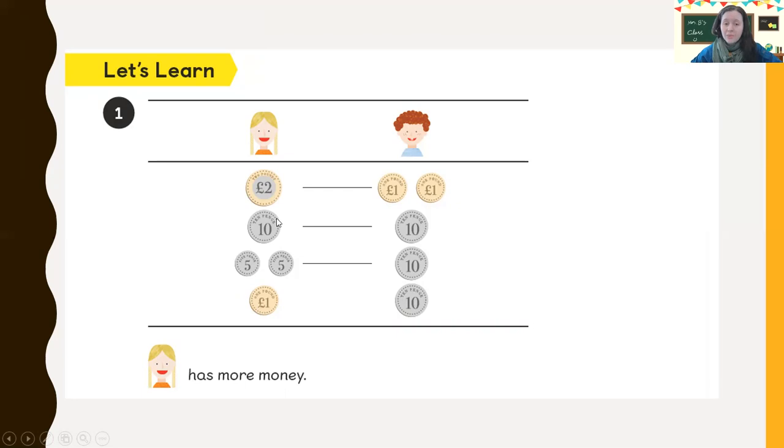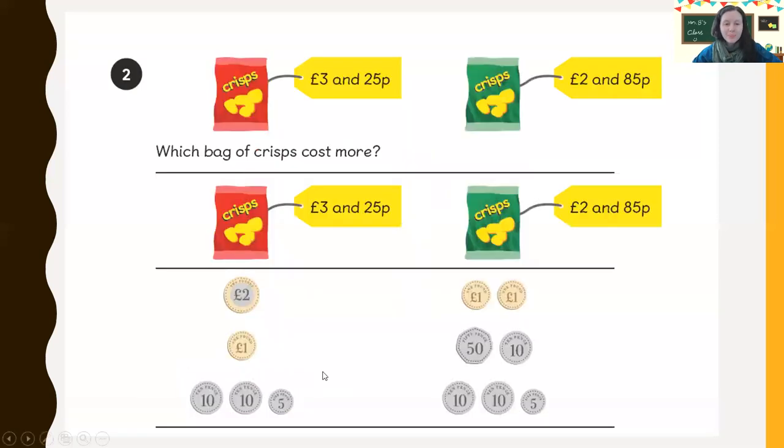So that's the same. They both have a 10p. They both have another 10p. But then the coins left over that they haven't compared, he's only got 10p and she's got 1p. So she has 90 pence more. Sometimes in maths, they do things in very strange ways, but it does eventually make sense. Hannah has more money.